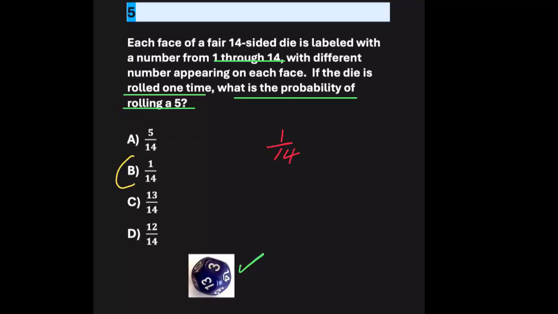And the answer is right here. You have 14 different numbers, and each number has only one chance when you roll the fair die one time. So we have 1 out of 14, and the answer is B. Let's move on to number 6.